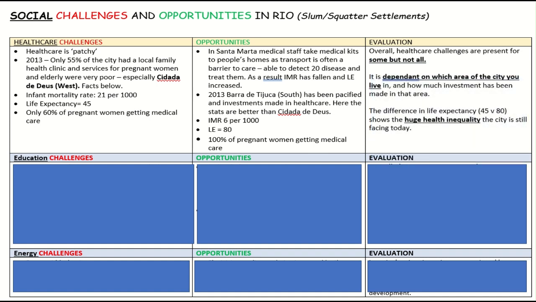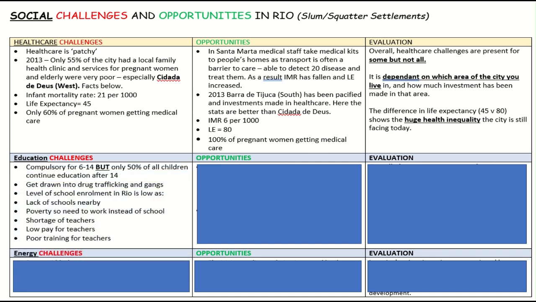So what does that mean? Well, it means that overall, health care challenges are present for some, but not all. It all depends on which area of the city you live in and how much investment has been made in that area. The difference in life expectancy shows the huge health inequality that the city is still facing even today.